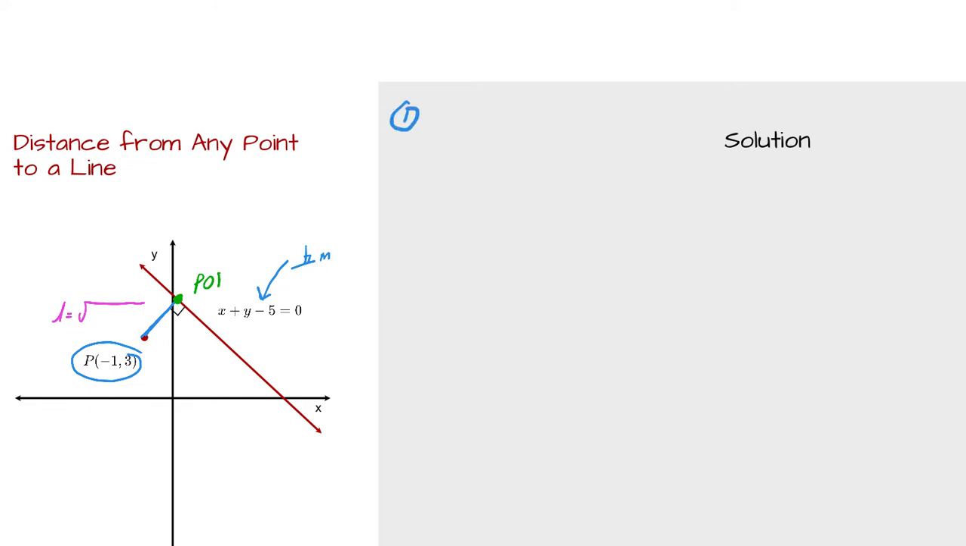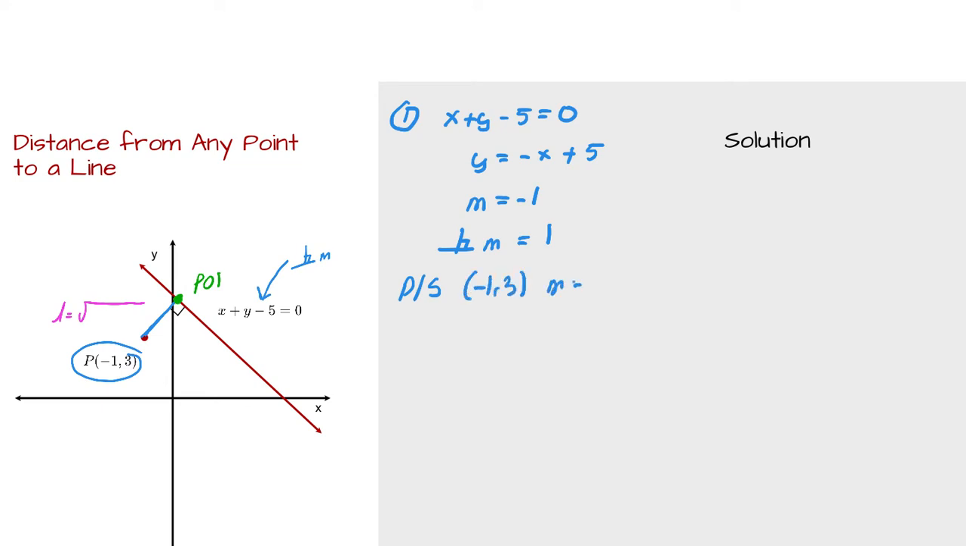First step is to find the perpendicular slope of the line given. So x plus y minus 5 equals 0. Put it into slope y-intercept form, and that gives you a slope of negative 1 and a perpendicular slope of 1. So now you have a coordinate and a slope. Here is the coordinate, the one given, negative 1, 3, and a slope of 1.